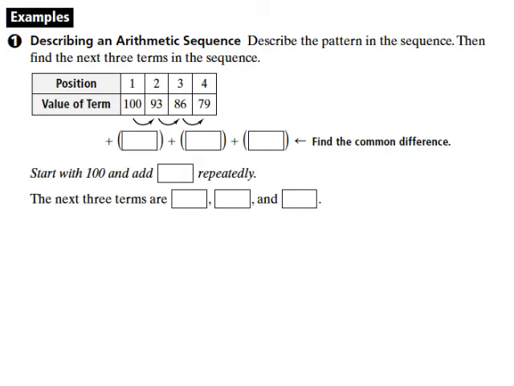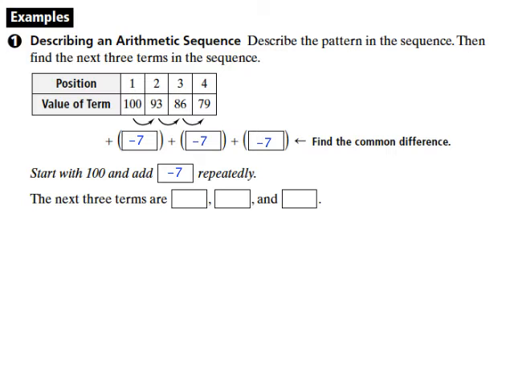Example number 1, describing an arithmetic sequence. Describe the pattern in the sequence, then find the next 3 terms in the sequence. So we start with 100 and it goes down to 93, 86, and 79. So to go from 100 to 93, we're adding negative 7. From 93 to 86, we add negative 7. And from 86 to 79, we add negative 7. So the common difference is negative 7. So to describe the pattern, we start with 100 and add negative 7 repeatedly.